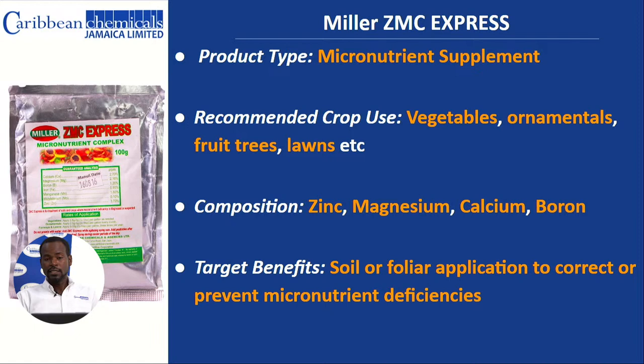And as you mentioned, the Express comes with what we call a TDS, the transcuticular delivery system from Miller. Once you spray on the ZMC Express, within 15 minutes the product is working into the plant, so you're getting that technology. So farmers, don't leave out the ZMC Express. It's a very powerful product.